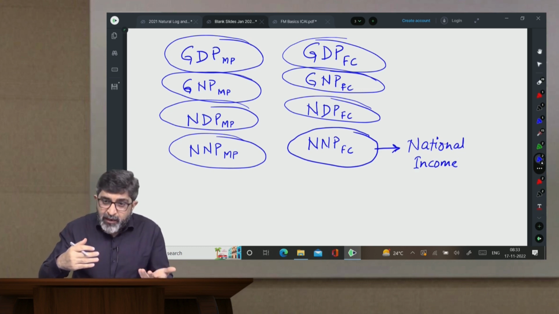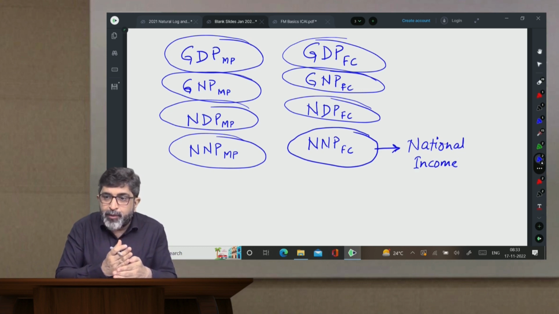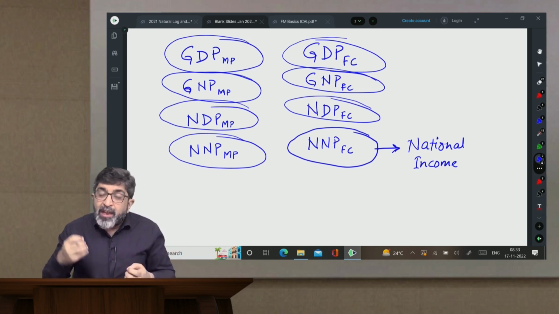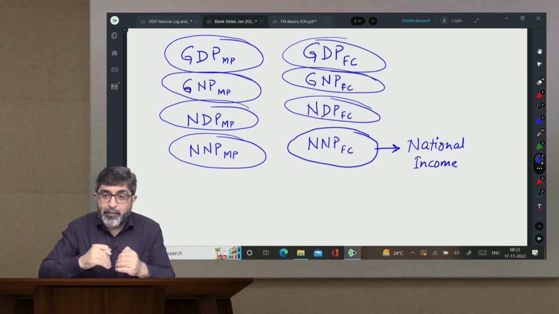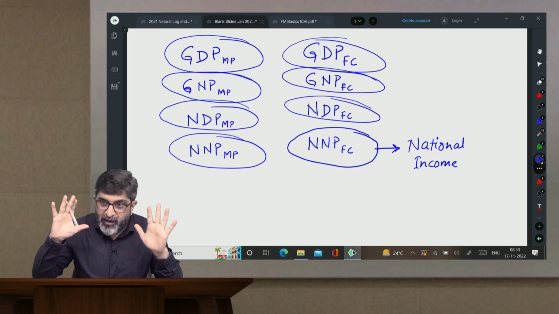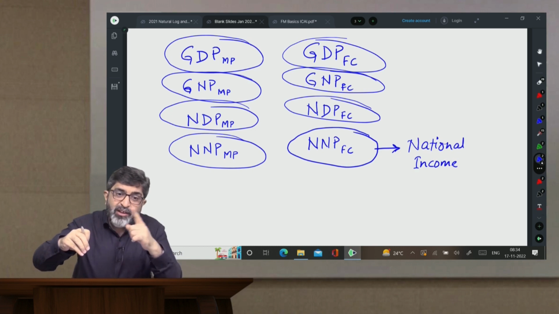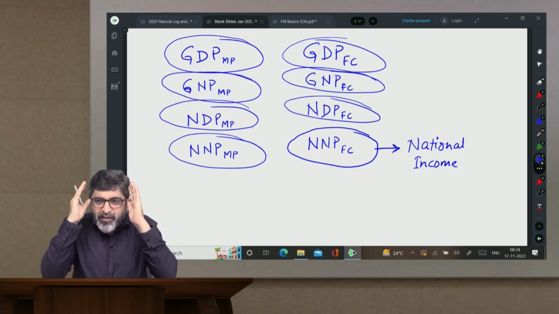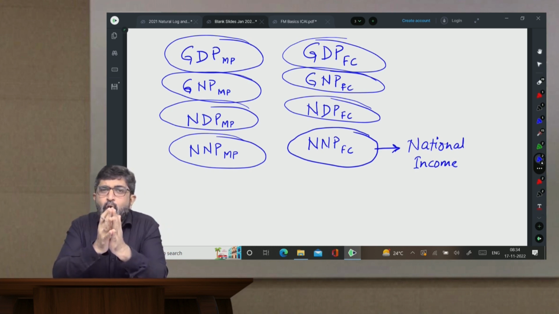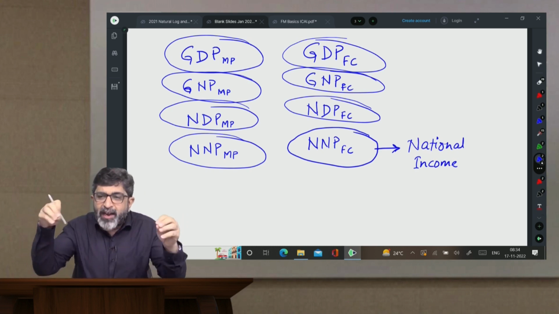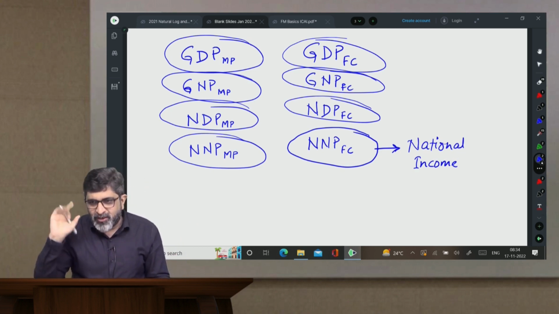Or alternatively, there may be a reverse approach, right? Reverse calculation. For example, I first inform you NDP at market price and ask you to find GDP at market price. Possible, right? You understand my point? It is possible that I give you NDP at market price and ask you to find GDP at market price. If you understand the connection between GDP at market price and NDP at market price, automatically you will be able to connect the two parameters and identify one through the other.